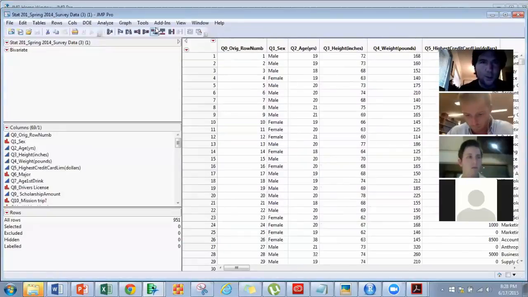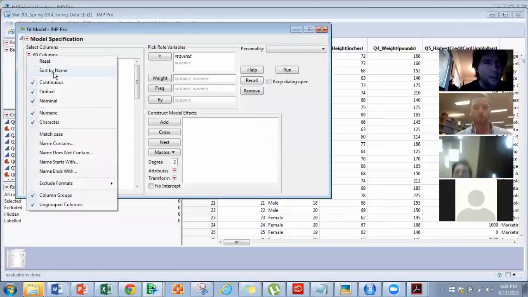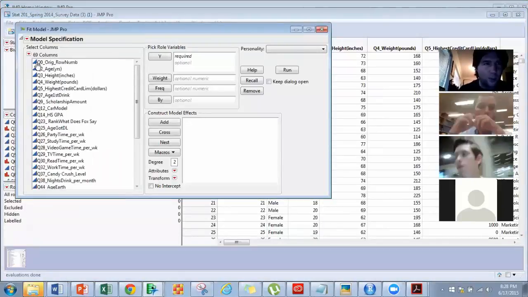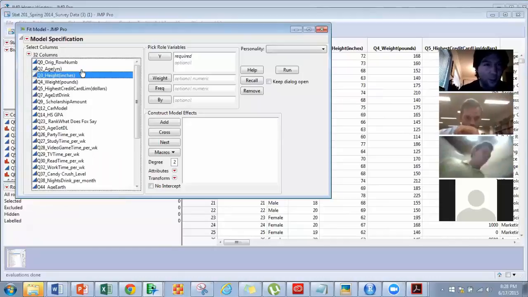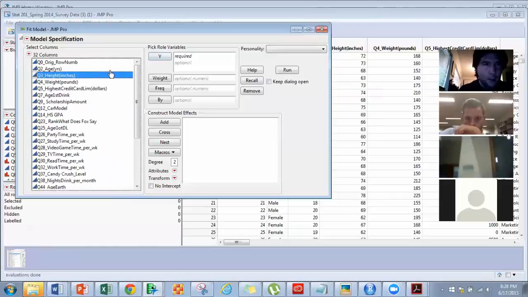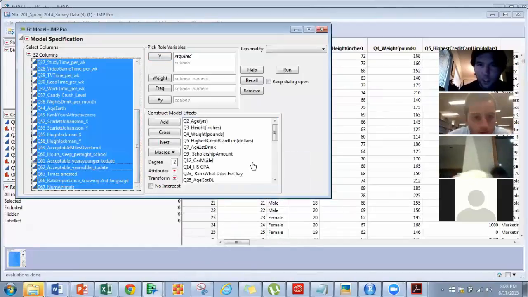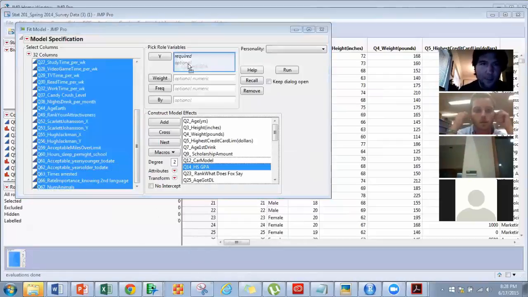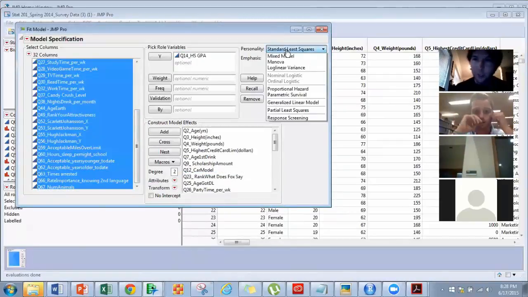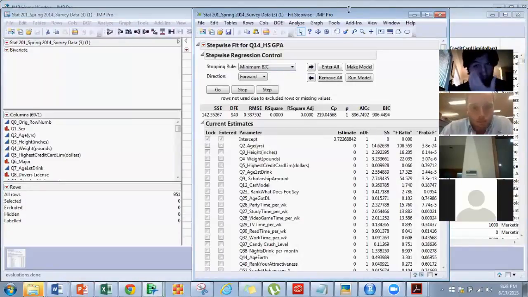Okay, here we go, window list. So let's go ahead and analyze. Let's go to fit model. Let's remove out. When you get used to JMP, it's just one of those things. I want to predict someone's high school GPA. So I'm literally taking all my quantitative variables right here, and I'm going to predict someone's high school GPA. What I'm going to do is a later concept: go to stepwise regression right here. I love me some stepwise regression.